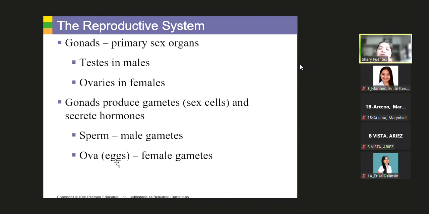Okay, we seldom use the word eggs. Hindi talaga tayo gumagamit ng eggs. It's more of the ova or the ovum. We all know that anatomically, we use the term ova or ovum. Okay, for the female gametes.